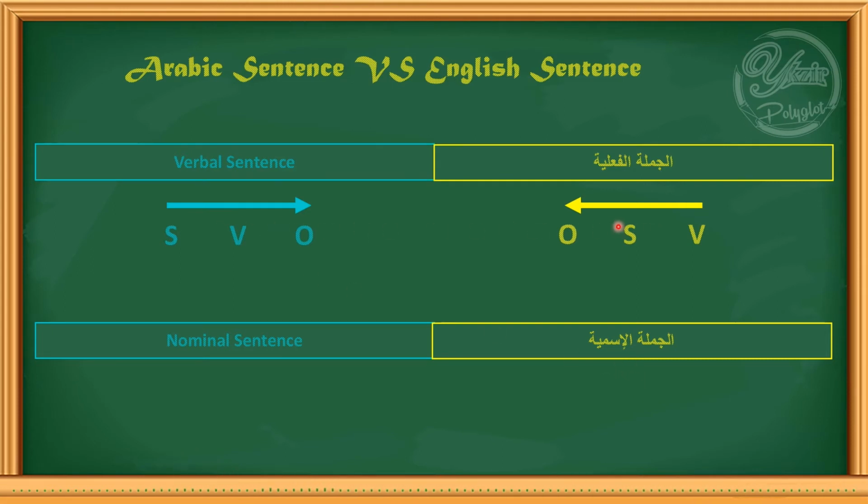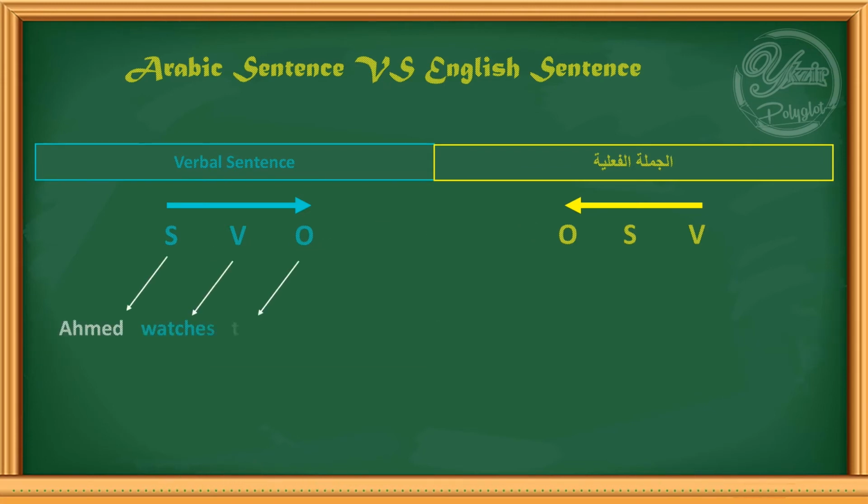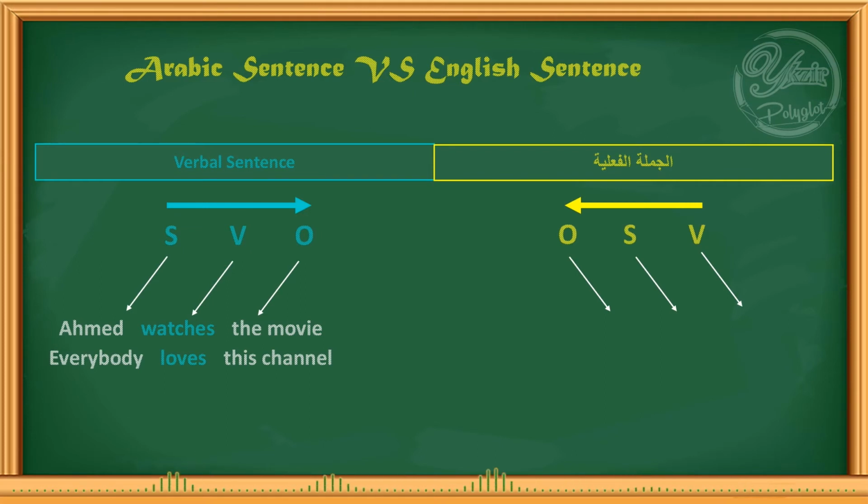In English, the basic word order is subject, verb, object. For example, Ahmed watches the movie. Everybody loves this channel. The Arabic word order is verb, subject, object. Remember that we read Arabic from right to left. So the sentences in Arabic will be يشاهد أحمد الفيلم. يحب الجميع هذه القناة. Okay, so verb, subject, object is the basic standard word order in Arabic.